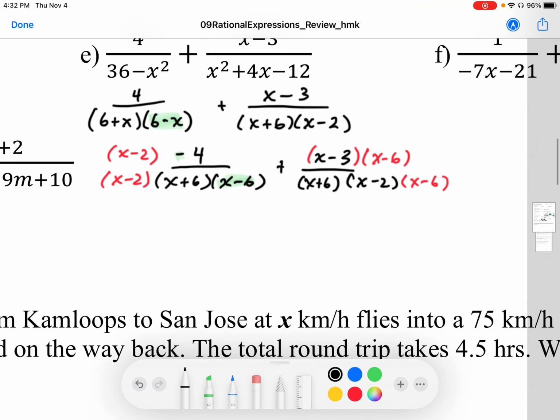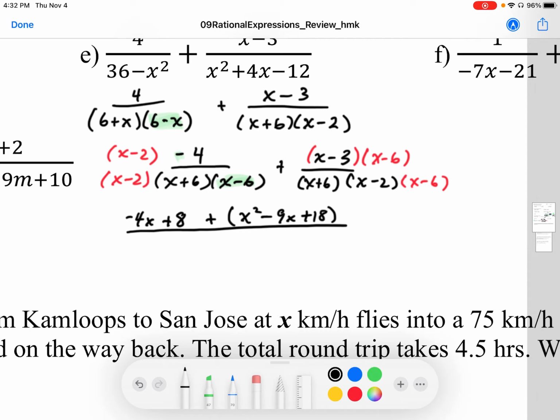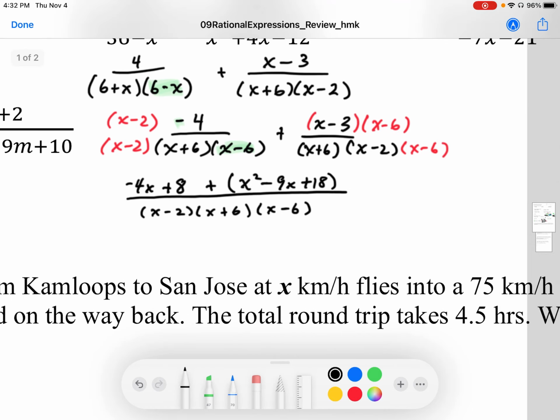So multiplying this out, it's negative 4 times x, negative 4 times negative 2, plus, I'm going to just put this in brackets just to group it together, x squared minus 9x plus 18 when I expand those brackets out. And then in the denominator, I'm just going to leave my factored form of x minus 2, x plus 6, x minus 6. So the last step is to combine the like terms in the numerator.